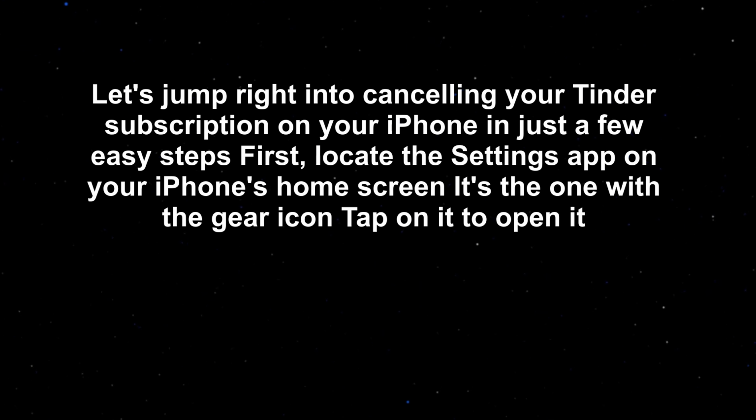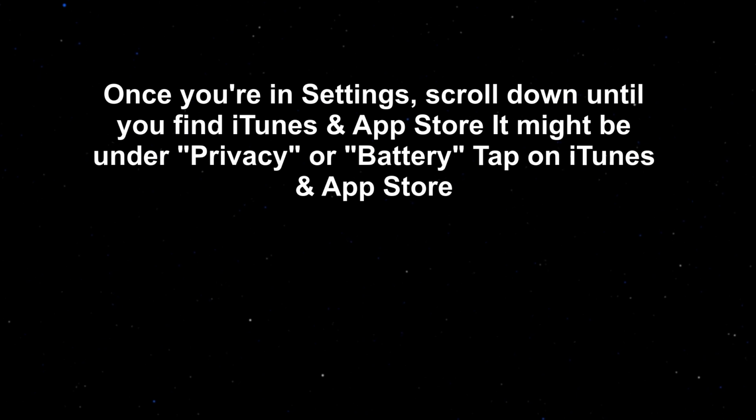First, locate the Settings app on your iPhone's home screen. It's the one with the gear icon. Tap on it to open it. Once you're in Settings, scroll down until you find iTunes and App Store. It might be under Privacy or Battery. Tap on iTunes and App Store.